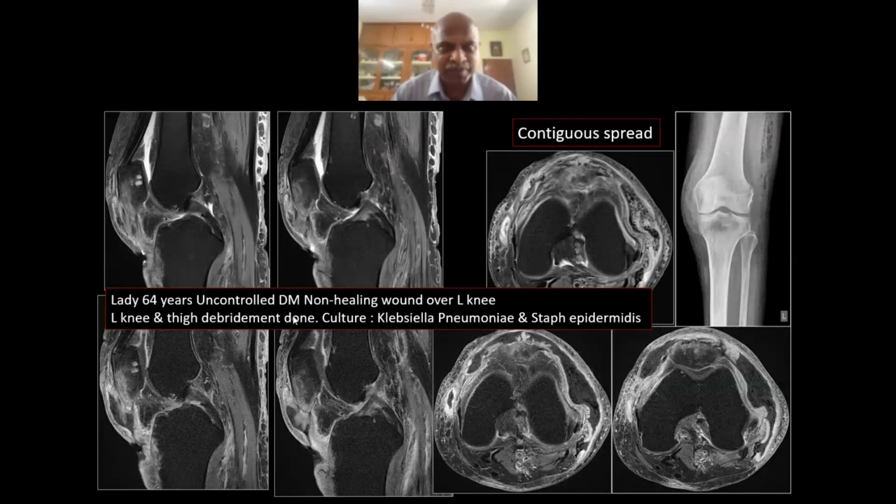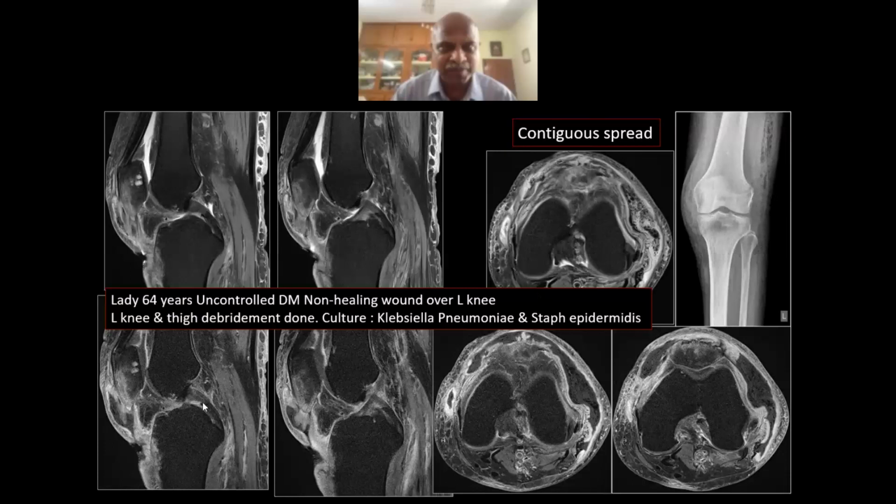This is an example of contiguous spread of infection into the joint. This is a lady with uncontrolled diabetes who had presented to us with a non-healing wound along the left knee. And as you can see on the radiograph, there's some soft tissue swelling around the knee joint, periarticular osteopenia, and most importantly, you see some air foci in the soft tissues. So seeing air in the soft tissues or in the joint would be an indicator of septic arthritis.